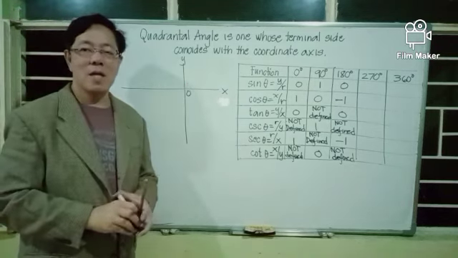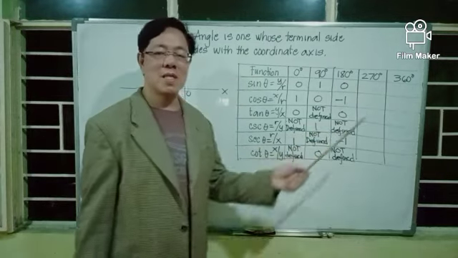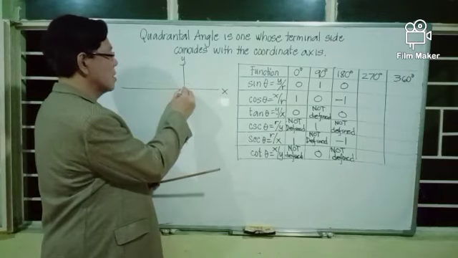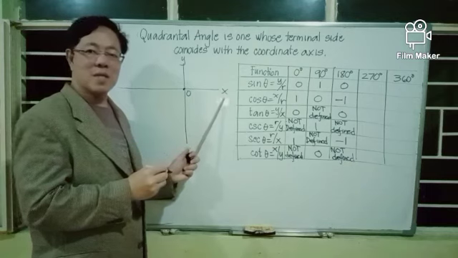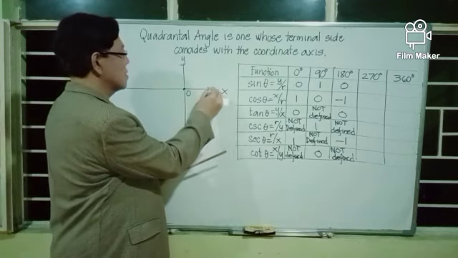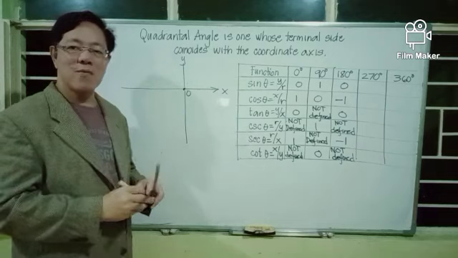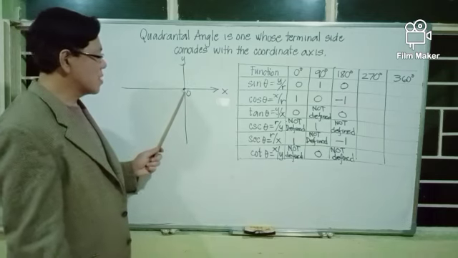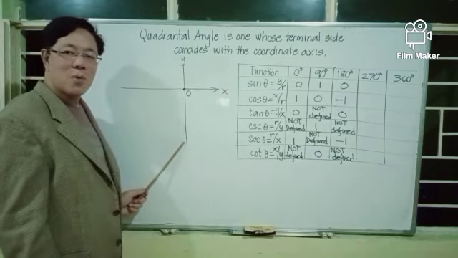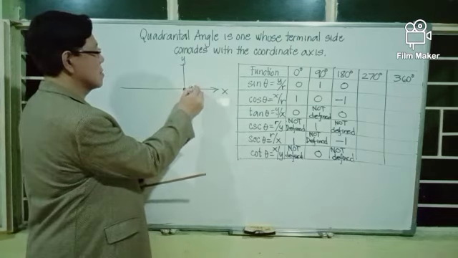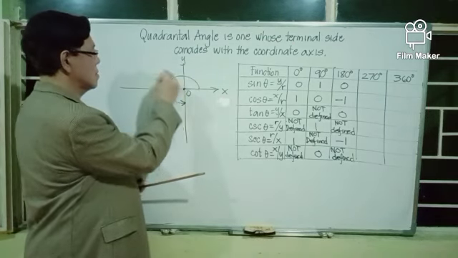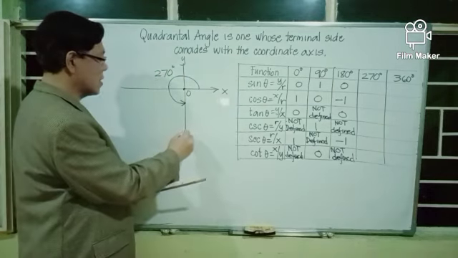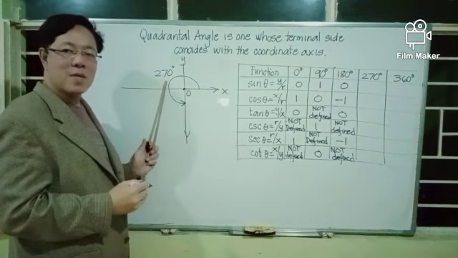We construct the quadrantal angle 270 degrees in standard position. So its vertex is at the origin. The initial side is on the positive side of the x-axis. And we measure 270 from its initial side in counterclockwise direction. And its terminal side will lie on the negative side of the y-axis. This is the terminal side of the angle 270 degrees.